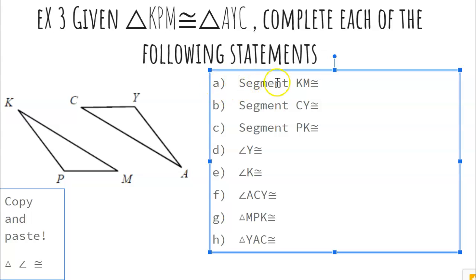So for the first one, when it's saying segment KM, notice how they gave you the relationship triangle KPM is congruent to triangle AYC. So we can associate the letters with the relationship that's going on up there. So KM is the first and the last letter, so then we're looking for the first and the last letter of the second triangle, which would just be AC. You can locate that on the triangles themselves.